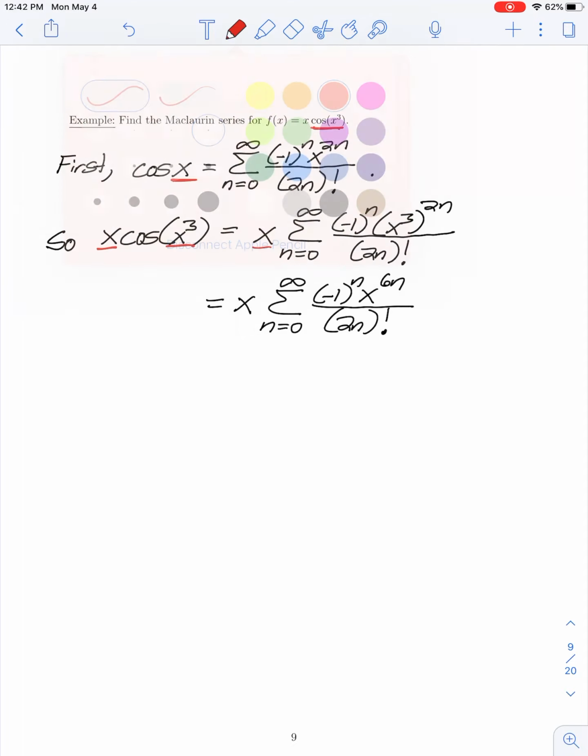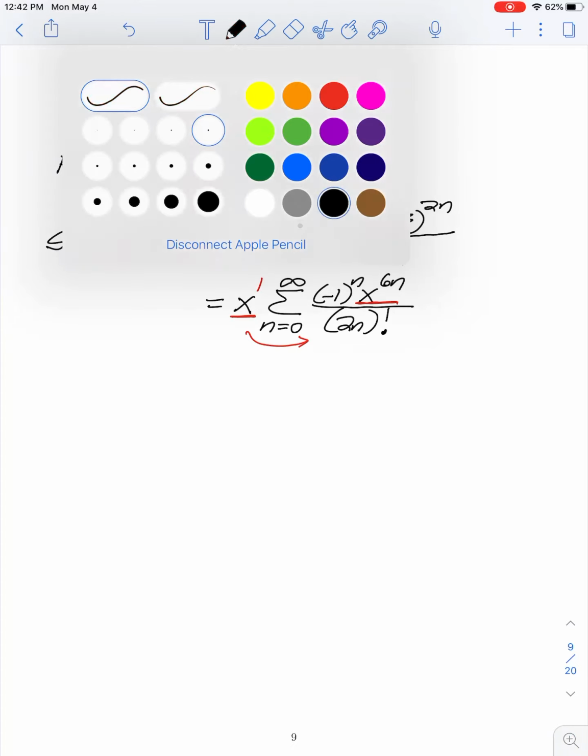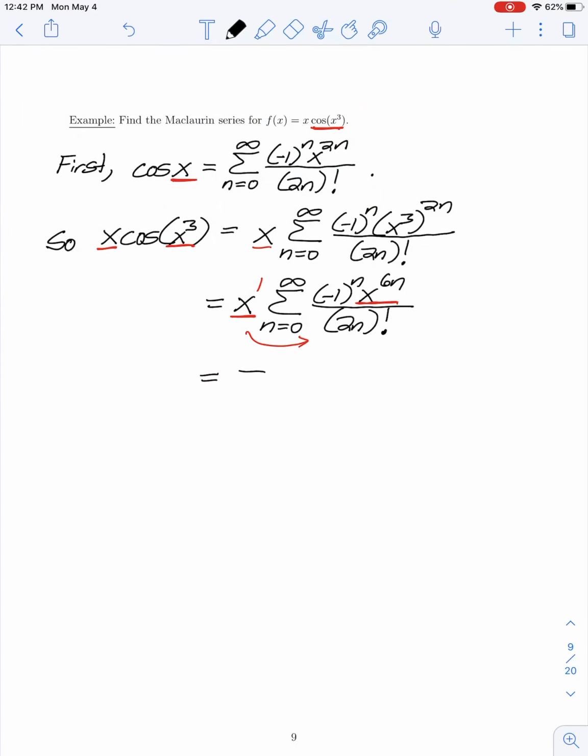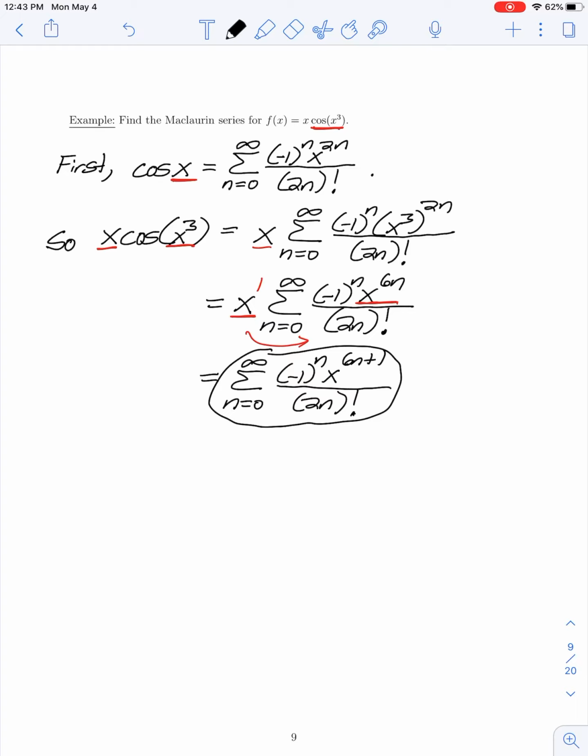And then to simplify a bit further, this factor of x to the first that we have out in front, I can bring inside of the summation, that is, distribute it through the sum, and group it with my x to the 6n power. So this would give me the sum from 0 to infinity of negative 1 to the n times x to the 6n plus 1 divided by 2n factorial. And that would be the Maclaurin series for the given function.